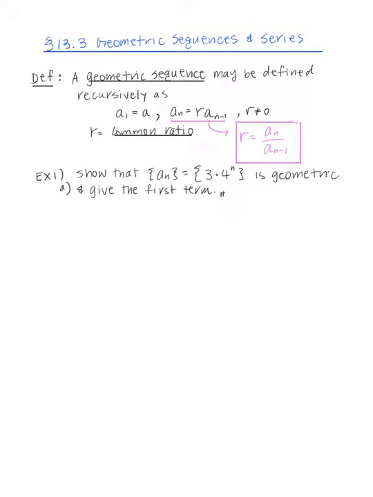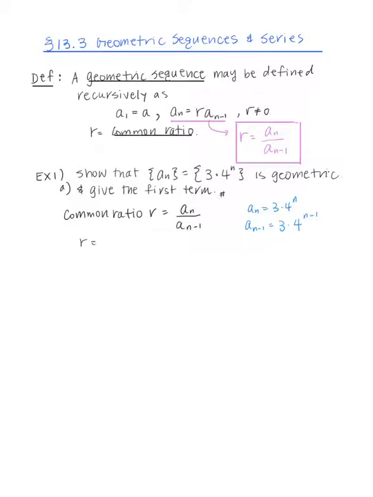Let's do some examples. Example 1, show that our sequence a sub n equals 3 times 4 to the n is geometric, and give the first term. Now the sequence is geometric if you can find the common ratio r. So let's first start out with that. The formula is a sub n over a sub n minus 1, and our a sub n is 3 times 4 to the n, and then a sub n minus 1 is 3 times 4 to the n minus 1.